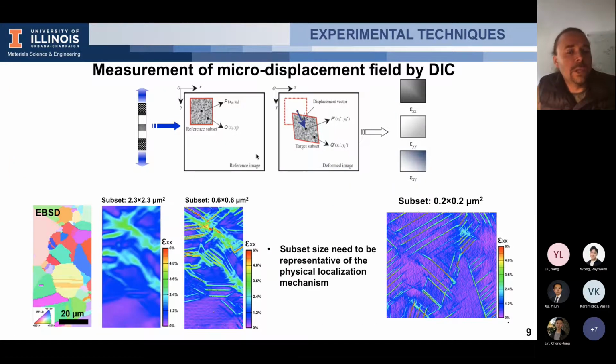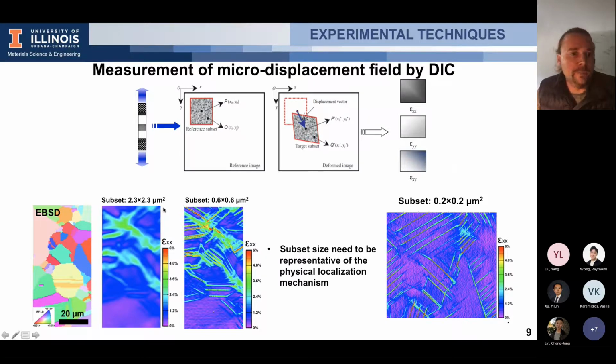All right, the DIC is quite simple. You apply a speckle pattern at the surface of the specimen, and you track the displacement of the speckle during deformation. And from the displacement field, you can obtain the strain field. You need to have high resolution in order to capture the physical features during deformation of metals, which in this presentation is all related to slip.